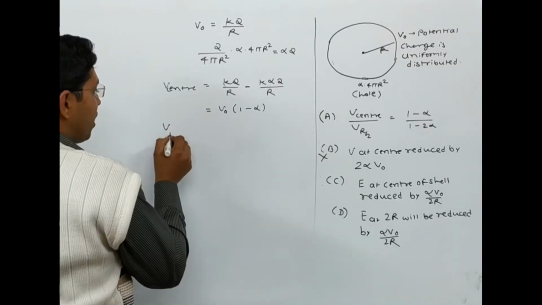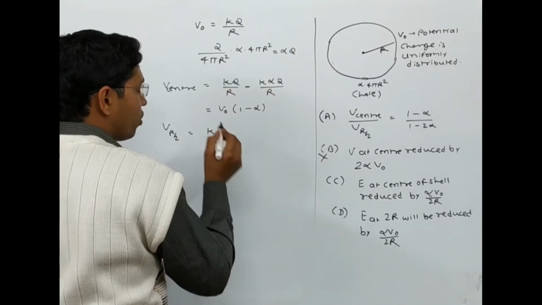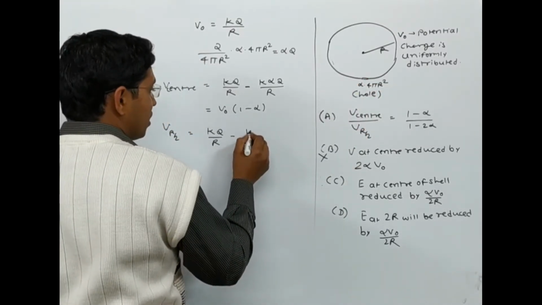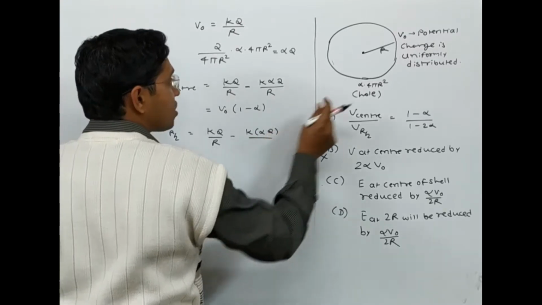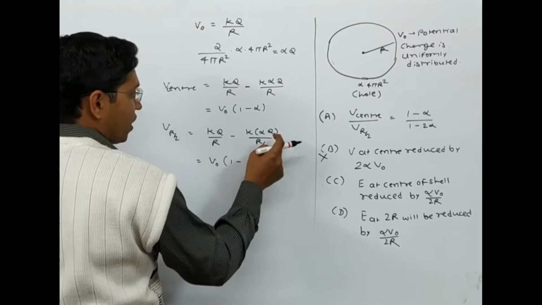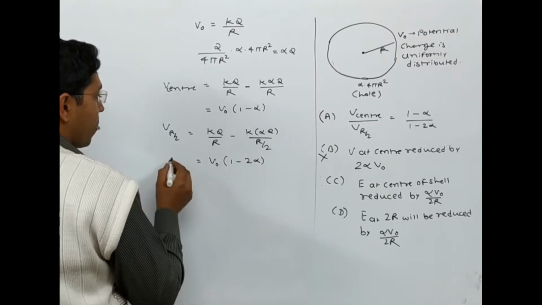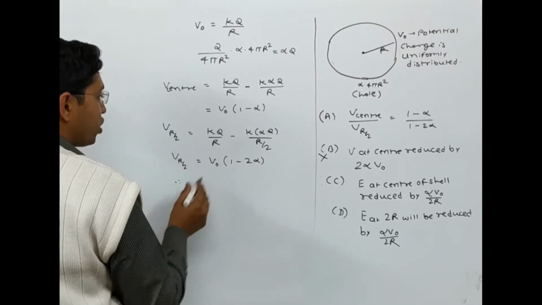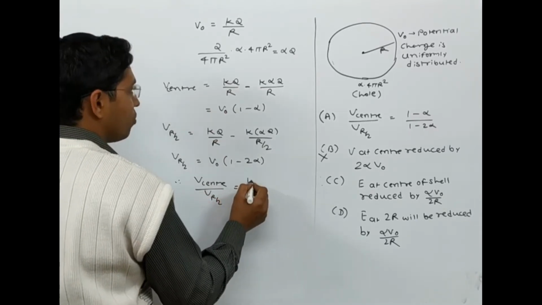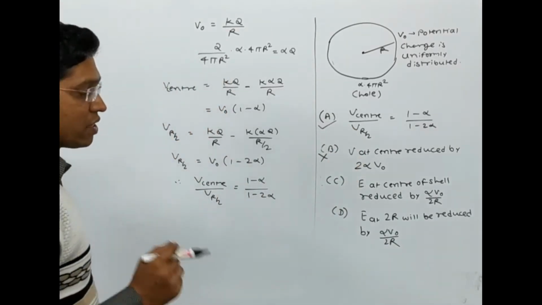Now what will be V at a distance of r by 2? Again, due to the whole part it will remain the same, it is not going to change, but due to the cut portion the potential is k alpha q at a distance of r by 2 from here. If I take out kq by r common and call it V0, this will be V0 into (1 minus 2 alpha). So this is V at r by 2, and if I take the ratio, V at center upon V at r by 2 turns out to be (1 minus alpha) upon (1 minus 2 alpha), and hence option A is the correct answer.